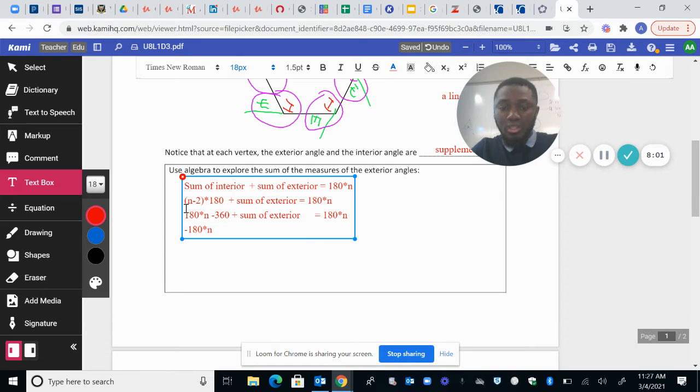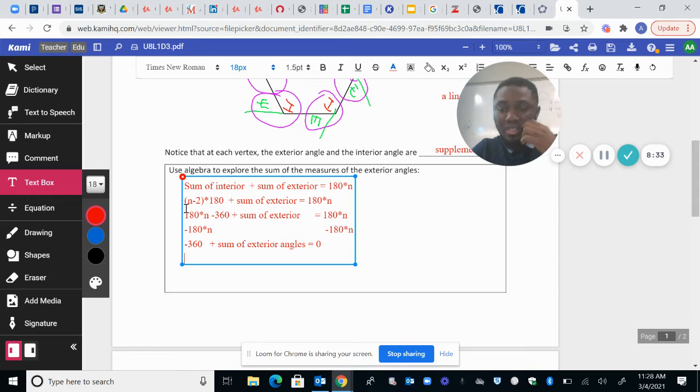If we remove 180 times n on both sides, we're going to be left with minus 360 plus the sum of exterior angles, because we're talking about angles, okay? On the other side, we're going to have 0, because 180 times n minus 180 times n is 0.